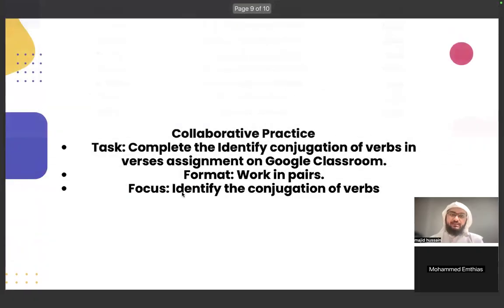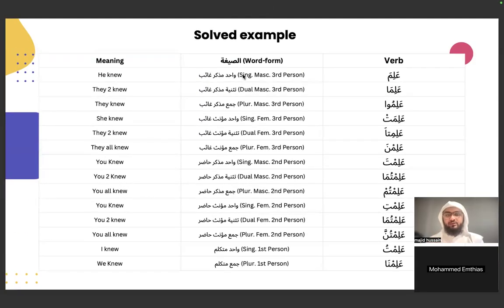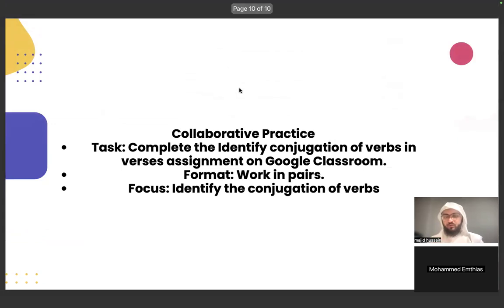And I have assigned an activity to identify verbs from the ayahs of the Quran and then tell their sigha, whether they are singular, dual, masculine, first person, third person, what they are actually about. There is a translation of that ayah also, so it will help you find the verbs from the ayah. That's throughout the week. By Sunday, you can submit that one and the homework of Nahu.